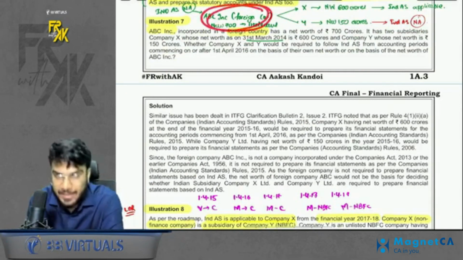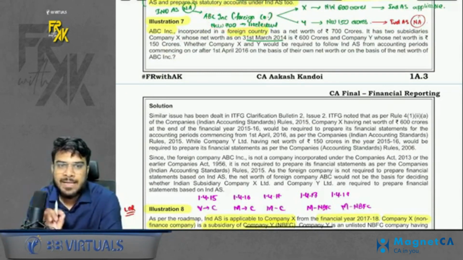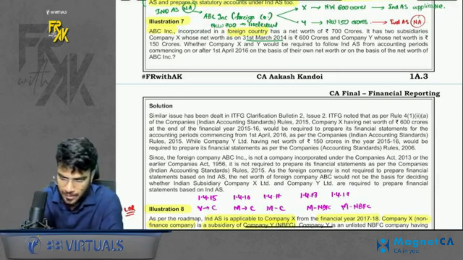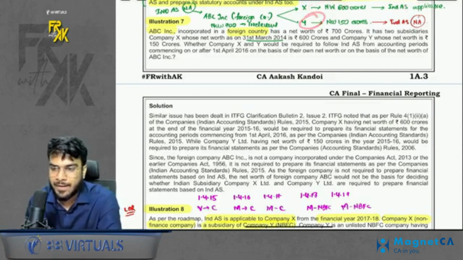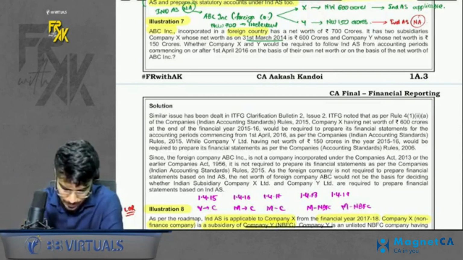Illustration number 7, where there was one foreign company which has 2 Indian subsidiaries. So for foreign companies, Ind AS is not applicable. Please ignore all the criteria for a foreign company. For Indian companies, check individually. X is meeting the criteria, Ind AS became applicable. For Y, it is not meeting the criteria, Ind AS will not be applicable.